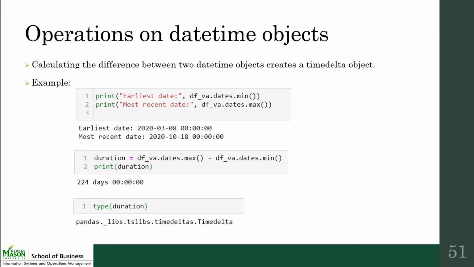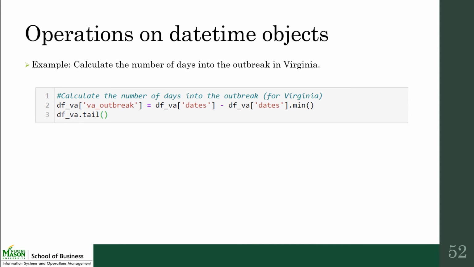The result of the calculation between the max date and the min date is a timedelta data type. Taking this a step further, a new data column is created and called VA_outbreak, which will contain the number of days into the outbreak of COVID-19 in Virginia. The first known case in Virginia is March 8th, 2020, and this was found on the previous slide when using the min function. March 8th is considered to be day 0.